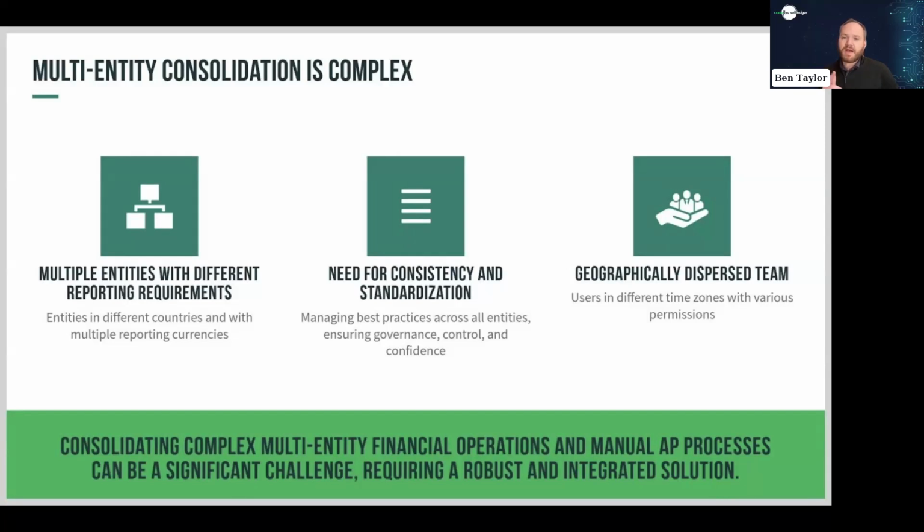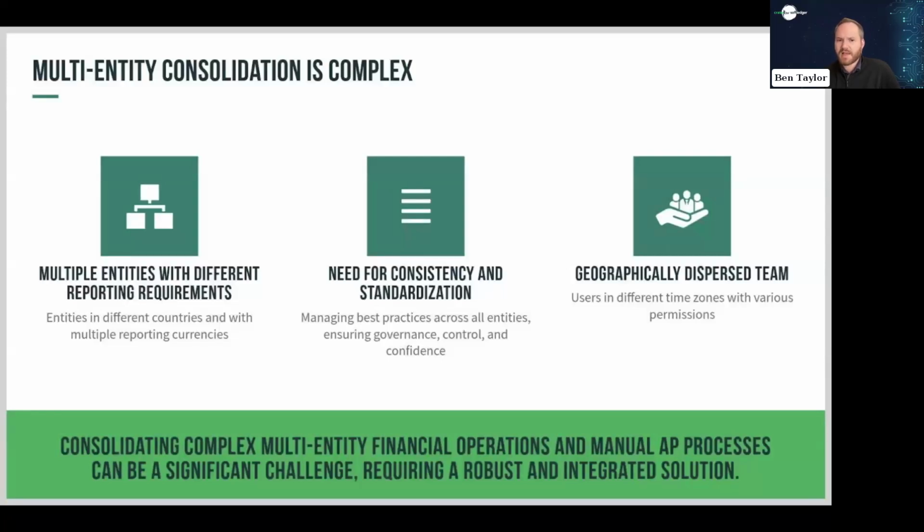Then consistency and standardization are key as well. So with more entities comes the need to have increased controls to ensure standardization is used across the organization. This is a combination of preventative controls, such as user permissions, audit logs to evidence who did what and when, and system settings like standardized chart of accounts.